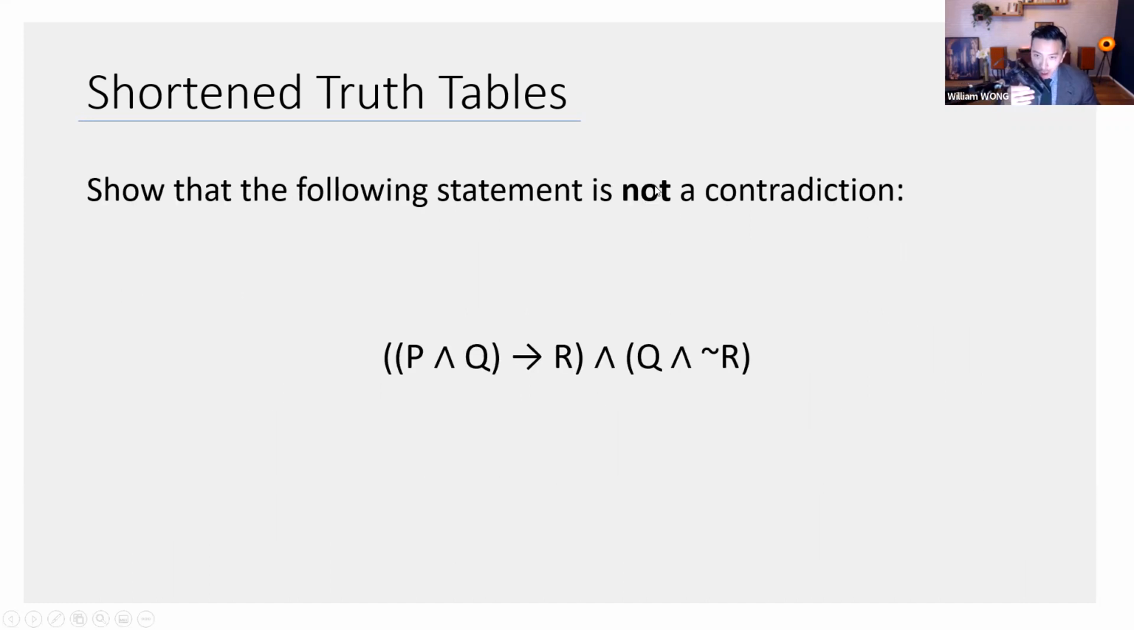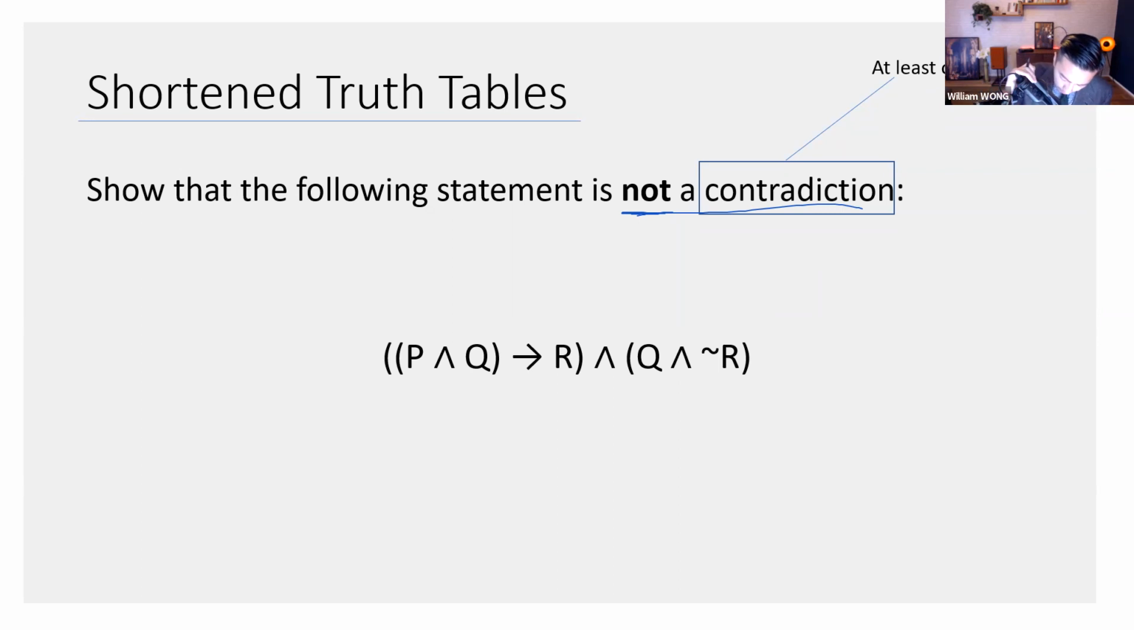Okay, so here is a statement. And we're going to have to come up with a shortened truth table. So I'm going to give you a demonstration now of a shortened truth table. What exactly are we to do? Well, we have to show that this is not a contradiction. So we have to show that there's at least one TVA under which this statement is true. Remember, contradiction is always false. So we need to find a TVA where the statement is true. How do we do that?